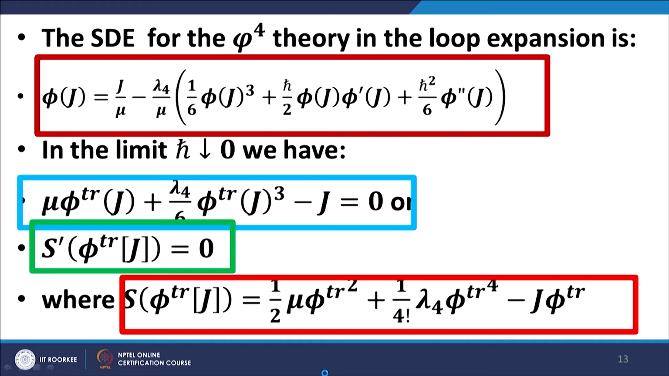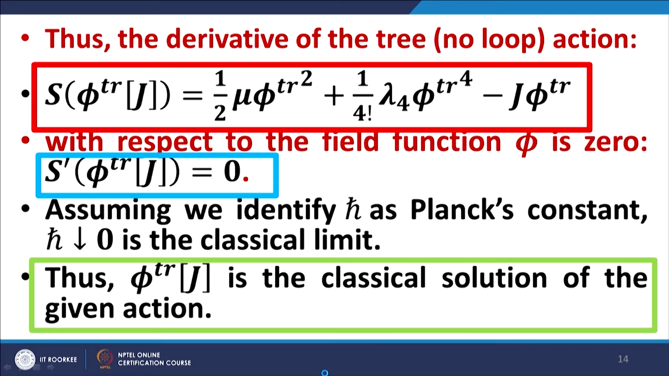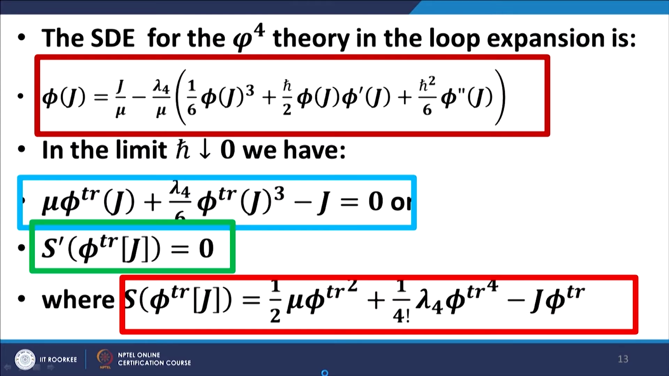In other words, this equation in the blue box is representing nothing but the condition S dash of phi tree of J is equal to 0, where S of phi, the action, is given by the expression in the red box. So, the no loop or the tree action, this is the tree action, the action that is shown in the red box, that we carried forward from the previous slide, the red box slide here.